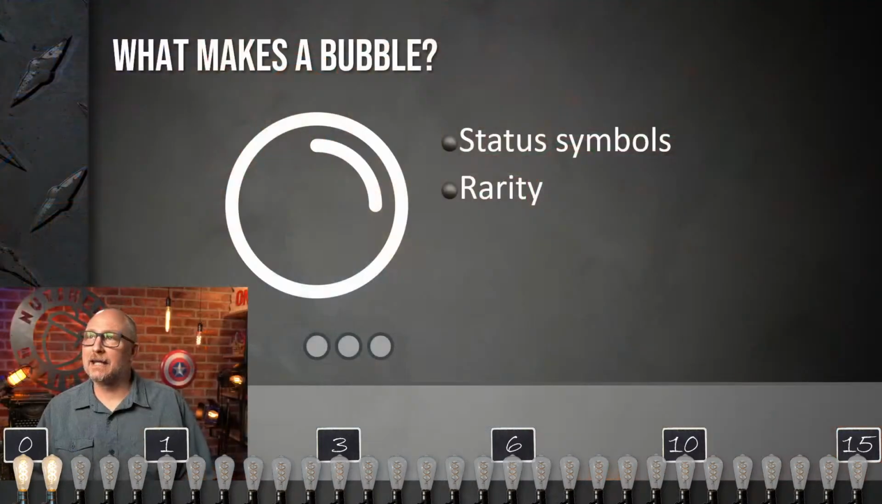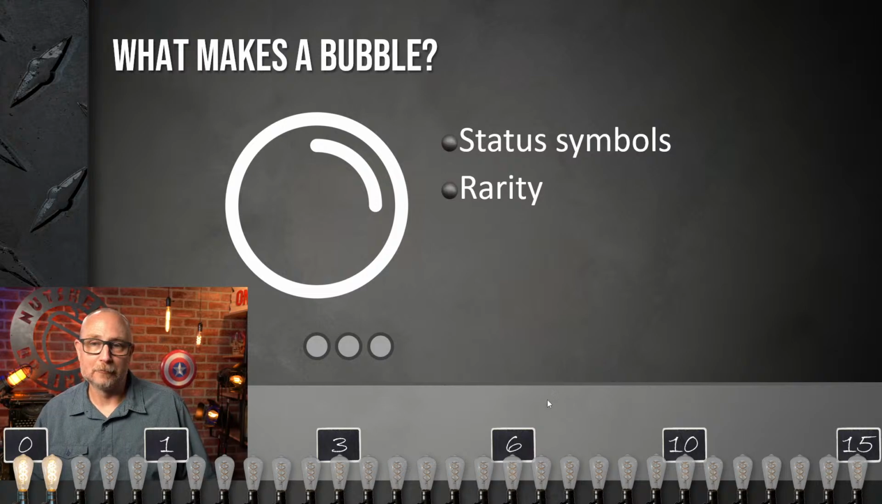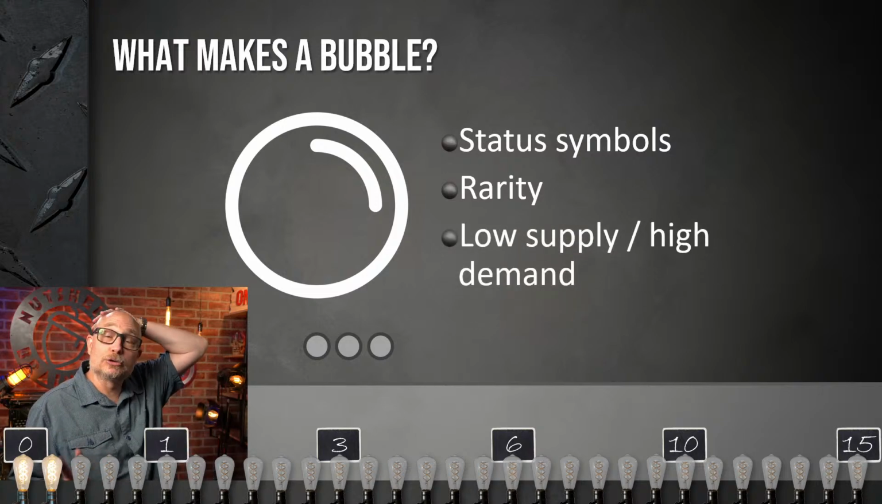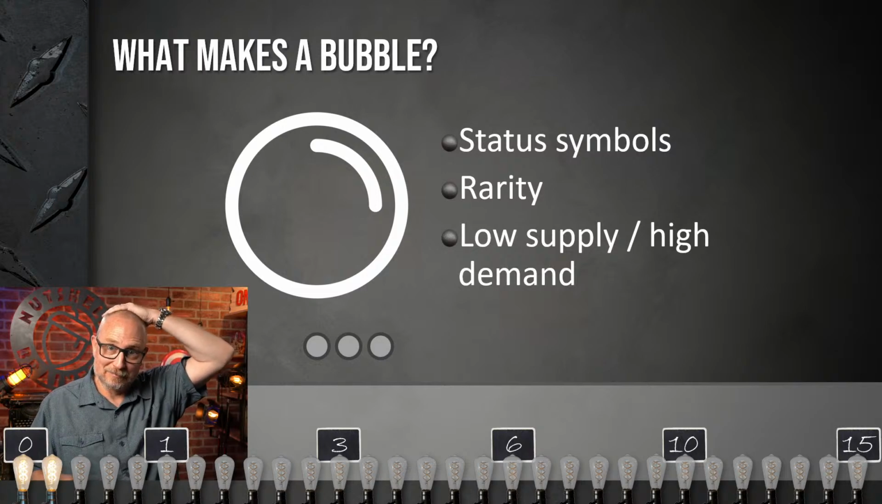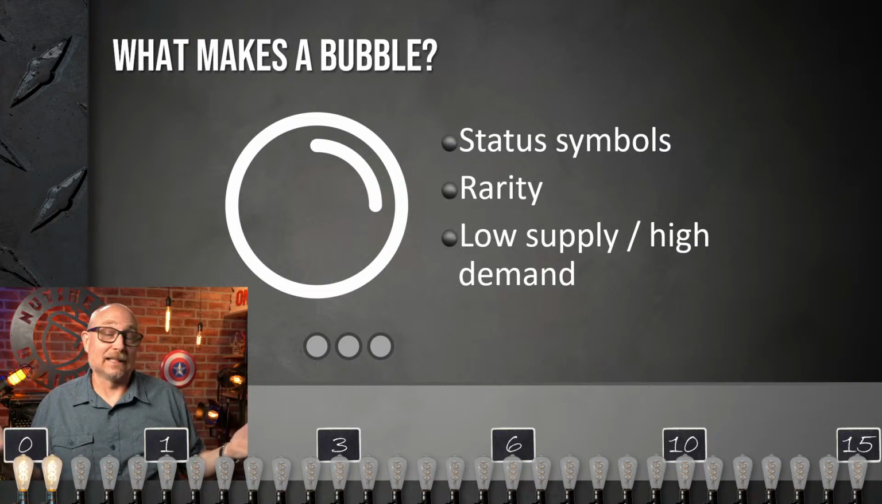And so in the case of, as we say, stock or cryptocurrency, there's rarity involved in these things. There's only so many out there. Okay, let's keep going. So then we got low supply, high demand. Okay, so this is the case in everything, right? But in the case of a bubble, there's a point at which demand just skyrockets.